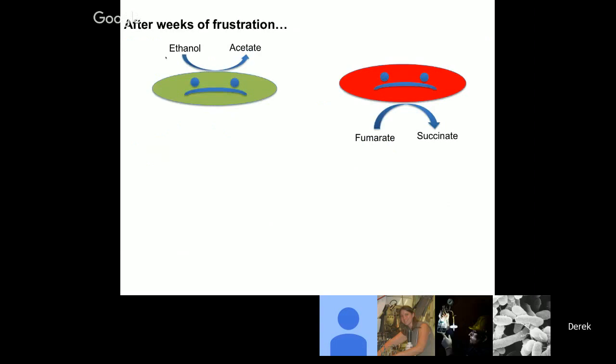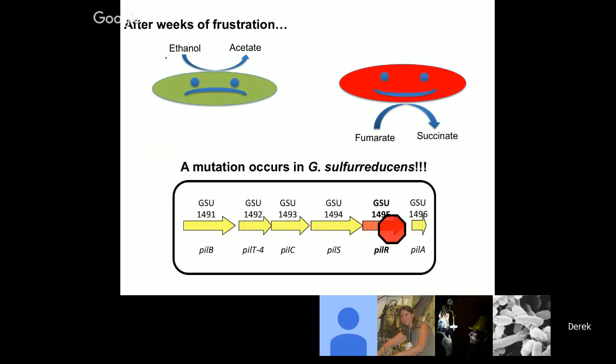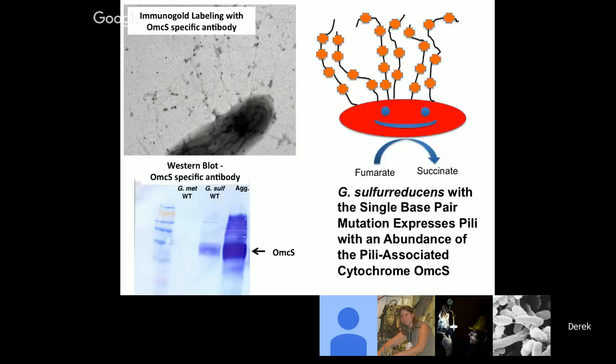They just sat there. The co-culture didn't grow, but after a couple of weeks, growth did start. And when we looked back and investigated this further, the start of co-culture metabolism was associated with a one base pair change in one regulatory gene in Geobacter sulfurreducens. This introduced a stop codon into the gene for the regulatory protein, PilR. And this had really dramatic results on Geobacter sulfurreducens.